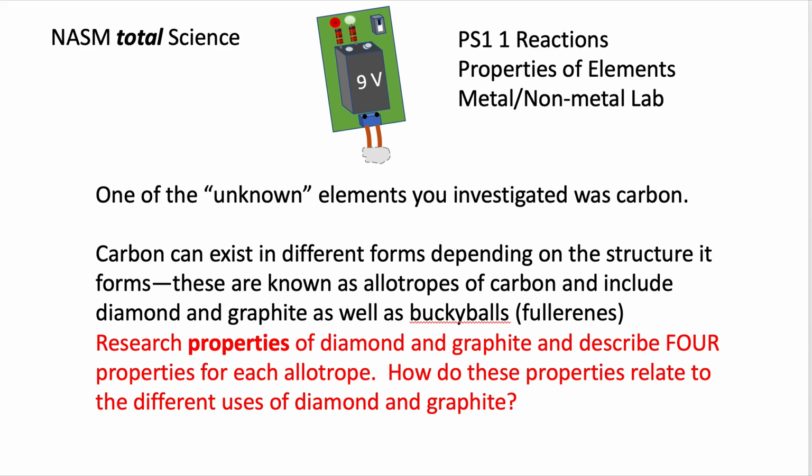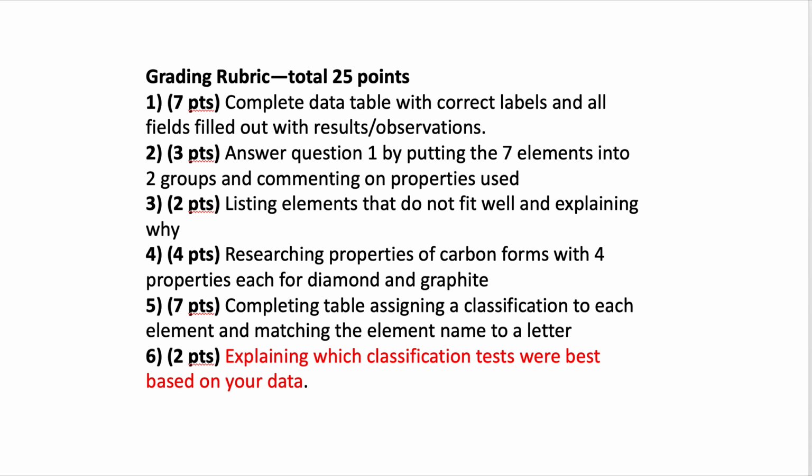But just look at diamond and graphite, research the properties of diamond and graphite, and describe 4 properties for each allotrope. 4 for graphite, 4 for diamond. And how do the properties relate to the different uses of diamonds and or graphite? And you can see where the scores go on the activity. And in particular, explain which classification tests were best based on the data, the results that you had.